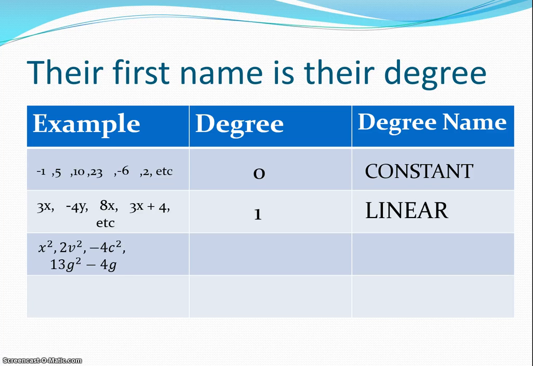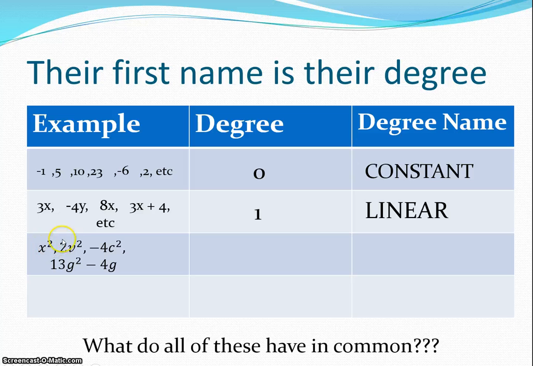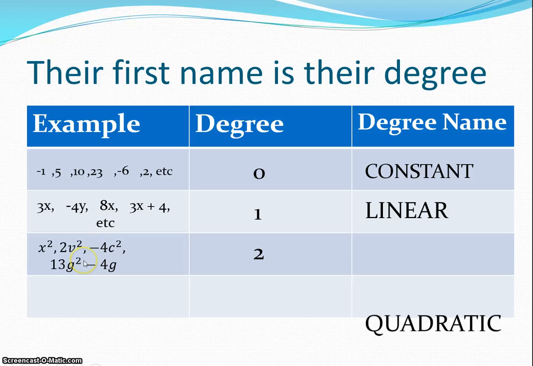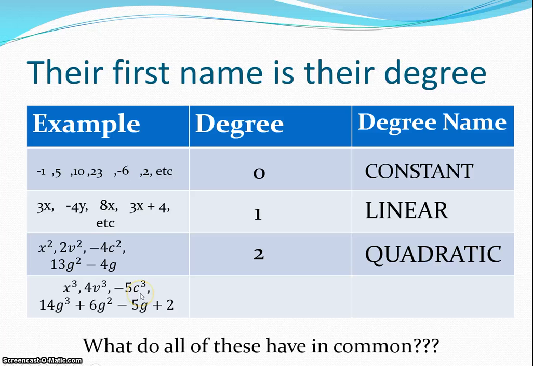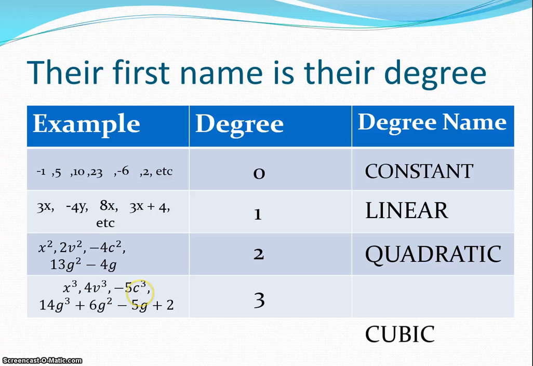Looking at the next examples, what do they have in common? Their highest exponent, their degree, is 2, so these are quadratic. And the final examples, their highest exponents are 3, so we call these cubic.